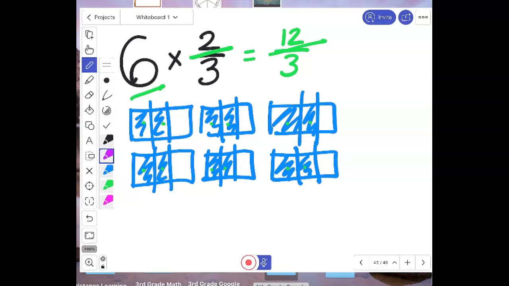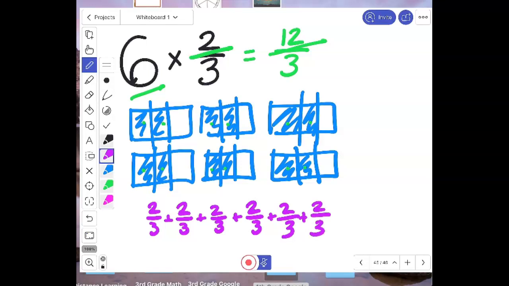I can also look at this as repeated addition. That would be 2/3 6 times. So I would add those together. 2, 4, 6, 8, 10, oops, that's only 5. 12. That equals 12 thirds. I don't know if you've noticed it yet, but 6 times 2 equals 12. So I multiplied my whole number by my numerator, and it gave me my new numerator. I bet you noticed that. Let's move on.